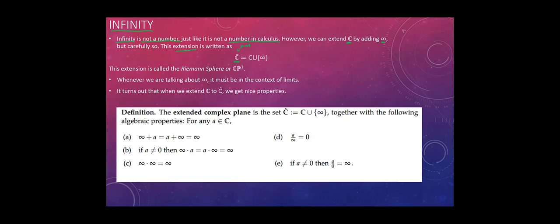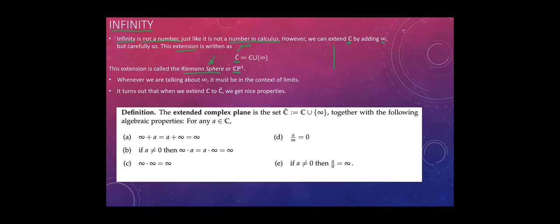So we're taking the complex numbers and adding this placeholder infinity. Again, remember, infinity is not a number, but it's sort of a limit. Now this extension is usually called CP1 or the Riemann sphere. It might be strange to think about this as a sphere, but this is kind of what's going on.